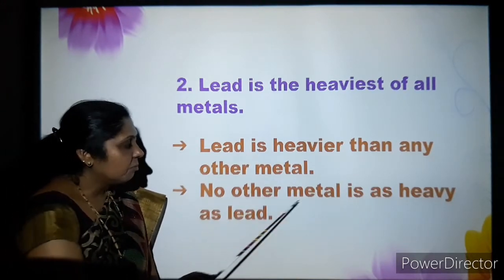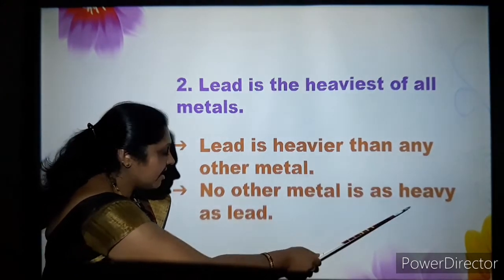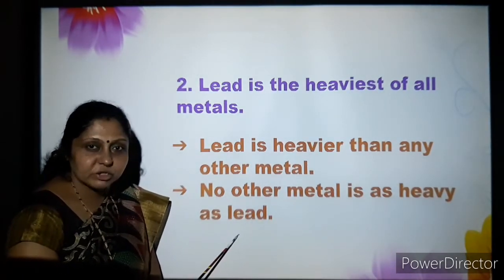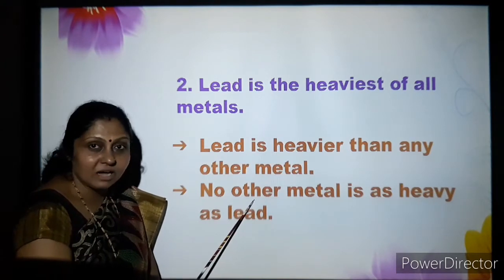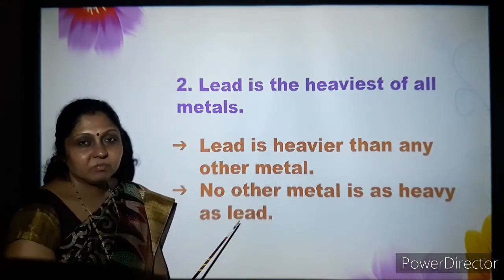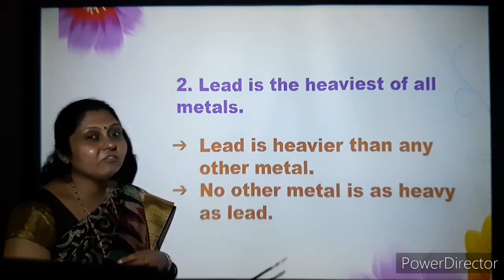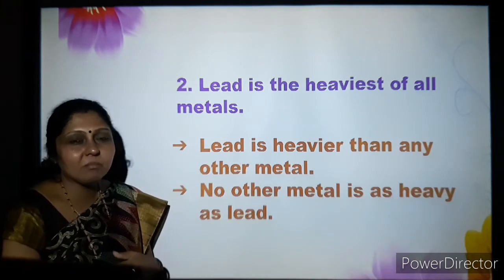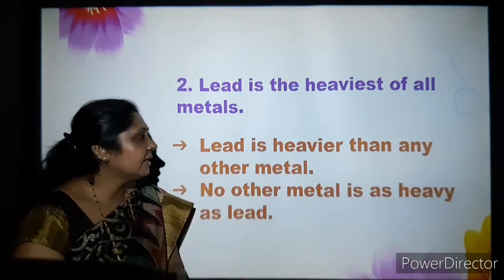No other metal is as heavy as lead. So here it is positive. And we are putting "no other" because it's only the metal which is heavy. But when there are a few more, then we put "few metals" or "very few metals". The usage will come in positive degree.